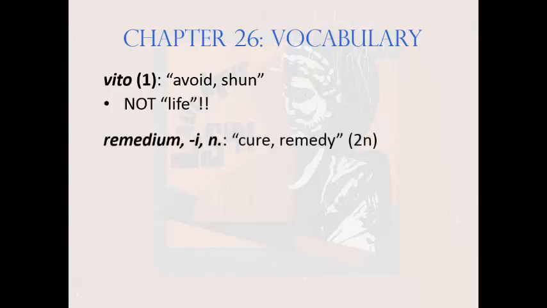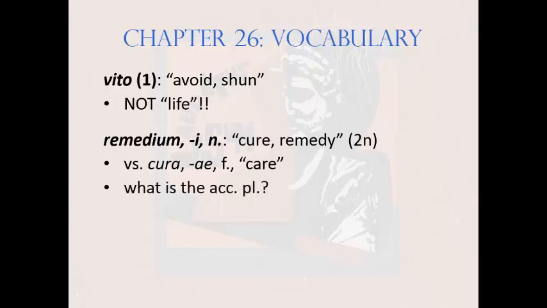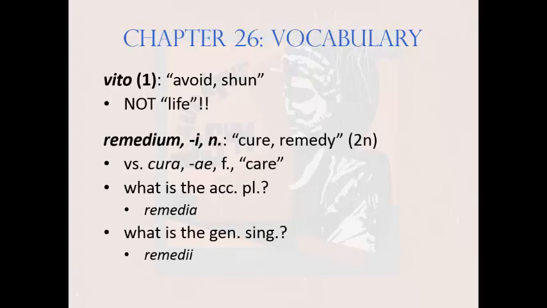And the last word in this vocabulary list is remedium remedii, neuter, meaning cure or remedy. It's a second declension neuter noun. And an excellent reminder about another word, cura curae, which does not mean cure, but care. Remedium's neuter, so what's its accusative plural? Good, remedia. And its genitive singular? Remedii. The first I belongs to the base, the second is the genitive singular ending. That wasn't so bad, was it?